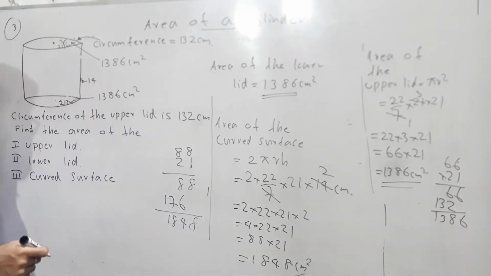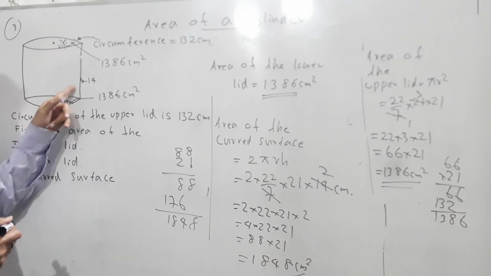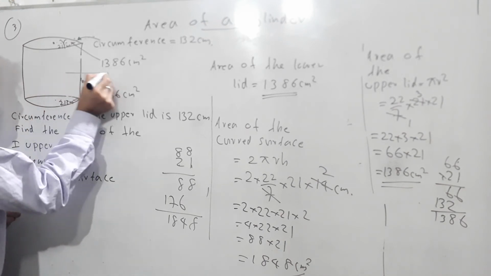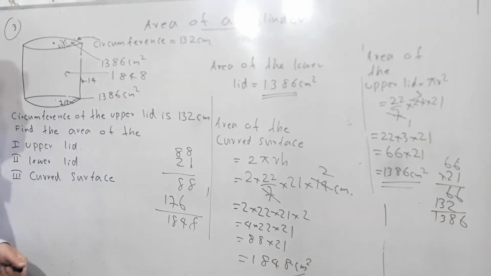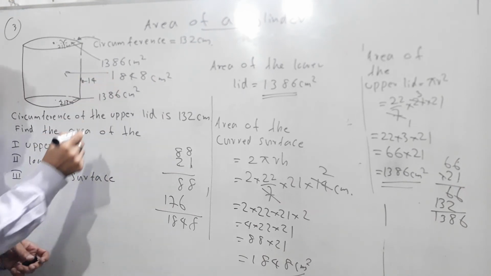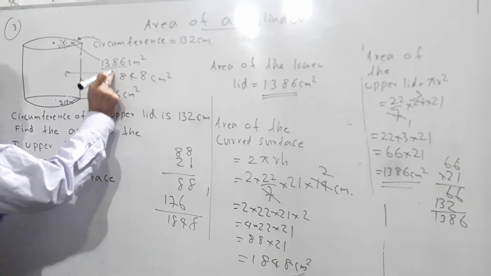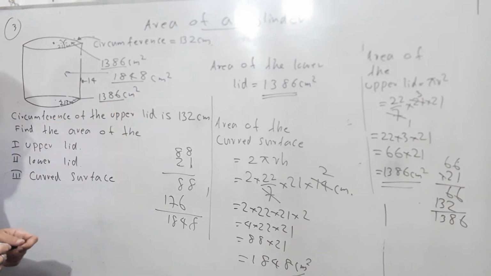So this portion, curved surface area, we got 1848 centimeters square. Okay, so if you want to find the total surface area, what you have to do is add the area of the upper lid, area of the lower lid and the curved surface area. Then we get the total surface area. So total surface area means this 1386 and this 1848 and 1386 you have to add.